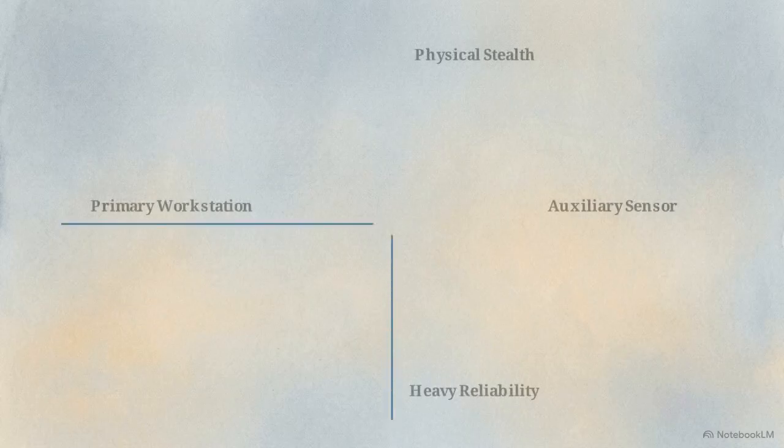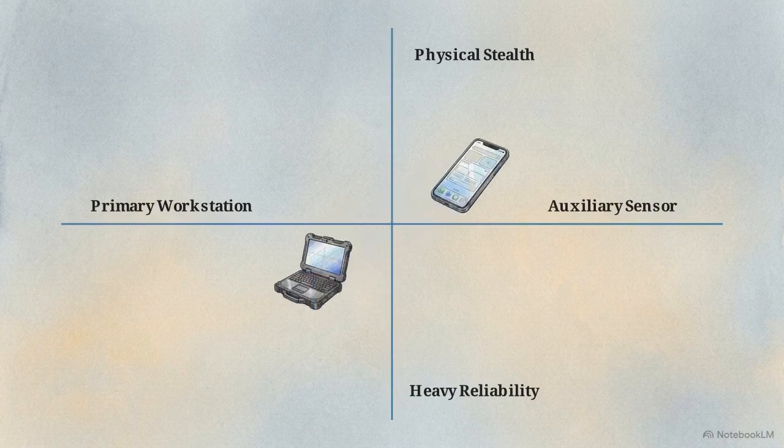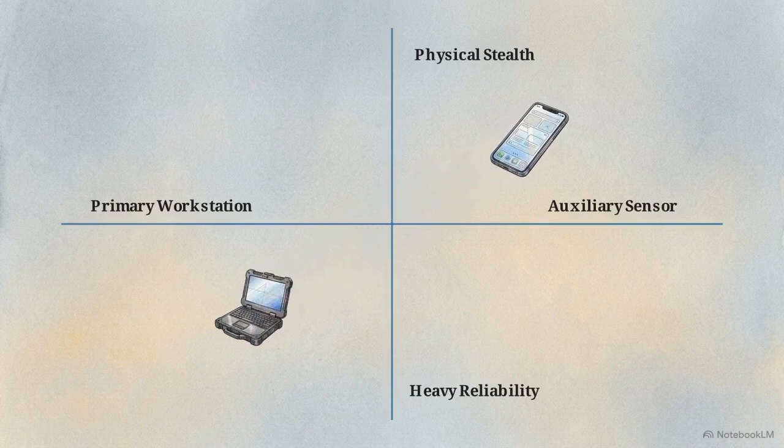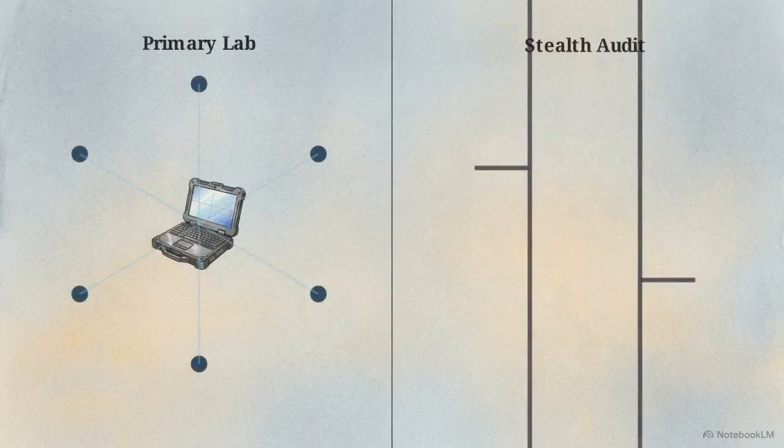Which brings us to the final engineering verdict. Look at this chart. An Android phone cannot natively replace a desktop setup, but it functions perfectly as a highly specialized auxiliary edge instrument. The fully customized Android device drops directly into the physical stealth quadrant. For a professional running a close-quarters physical site assessment, a modified phone offers unparalleled visual deniability in spaces where a laptop would instantly raise suspicion.